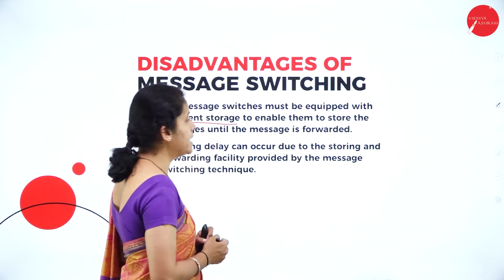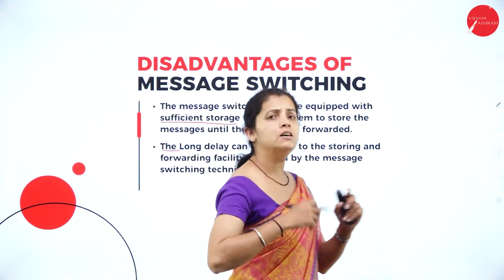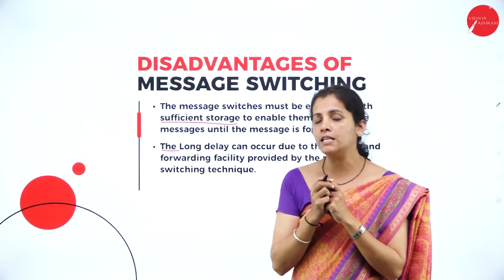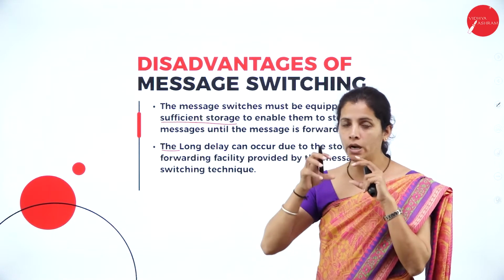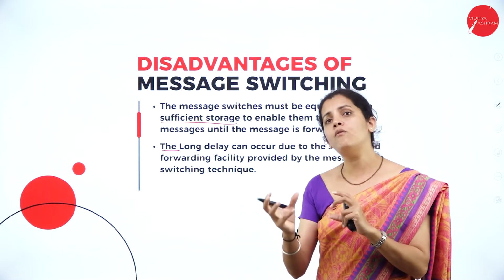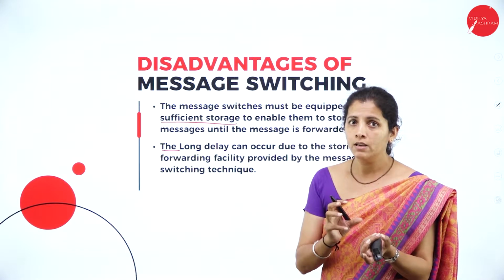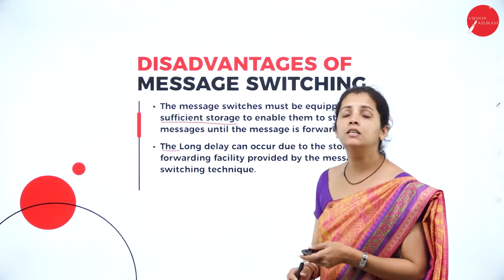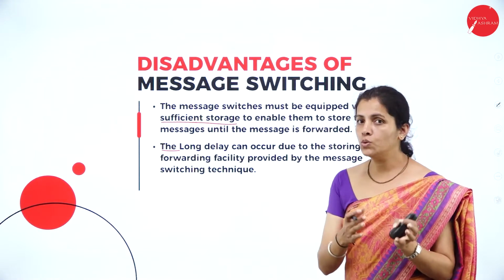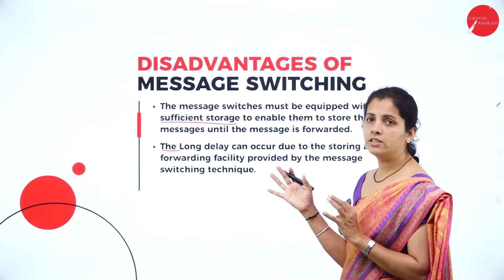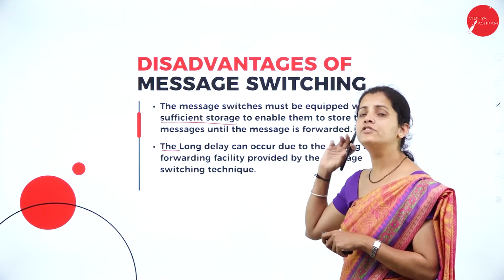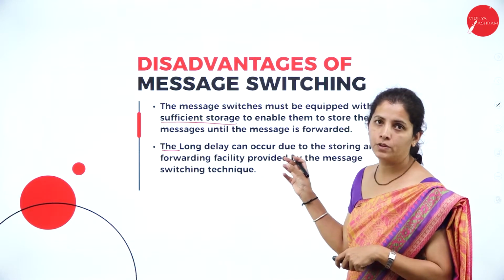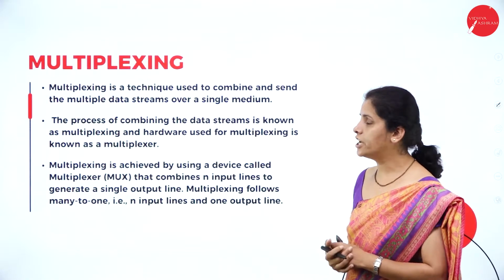A long delay can occur. There is a long delay because whatever message I am going to transfer must be stored in the mediator node, then forwarded. Storing the message and forwarding it takes time. So there is a long delay. So, dear student, what are the two disadvantages? The system must have sufficient memory. Another one, long delay. So these are the two disadvantages.